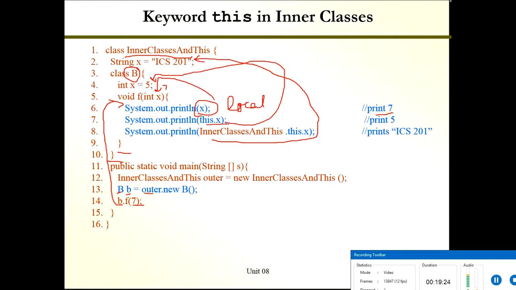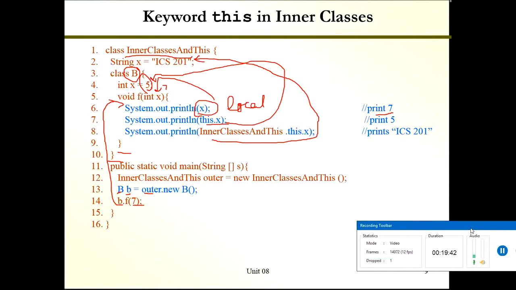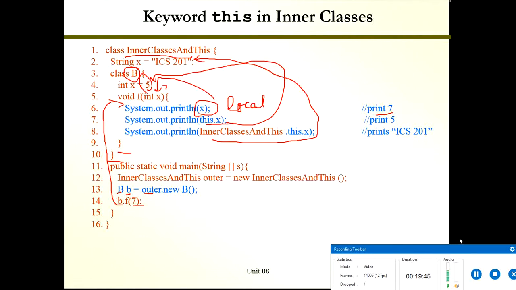The next statement is this dot x. It will print the instance variable of the class, which is 5. And the last line is the outer class name dot this dot x. It will print the instance variable of the outer class, which is ICS201. So this is how the classes work. Next, let's move ahead to more types of classes.